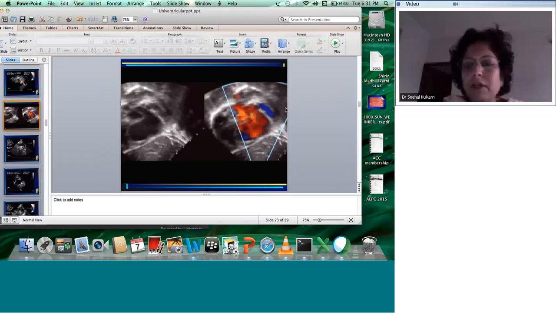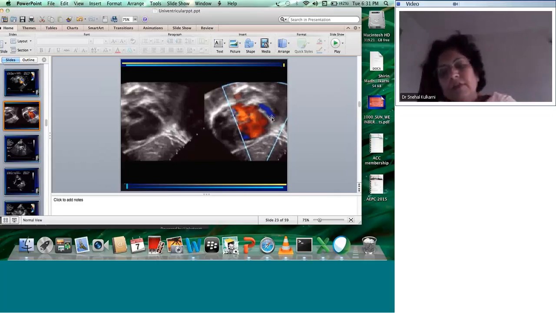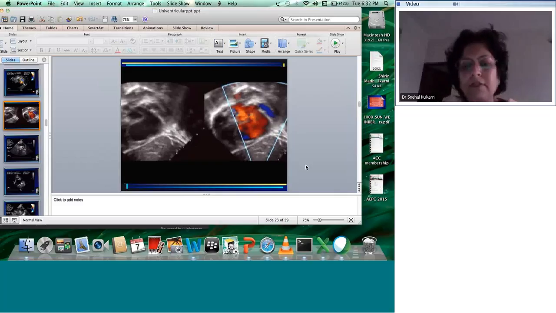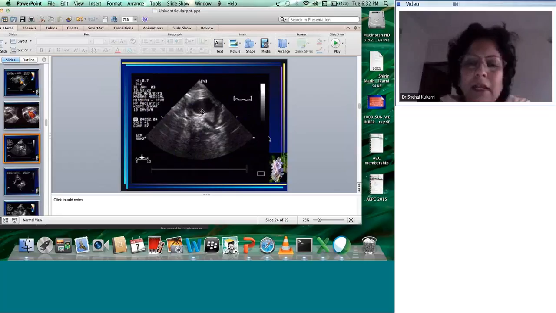But this is a picture in which, if you carefully see, there was an IVC interruption with azygous continuation. This blue flow tells you it's an IVC interruption, azygous continuation, and the azygous goes and joins the innominate vein. So this is a patient who eventually will need a Kawashima repair. It's not only the Glenn. So it's very important to show that the IVC drains into the right atrium and there is no evidence of IVC interruption.